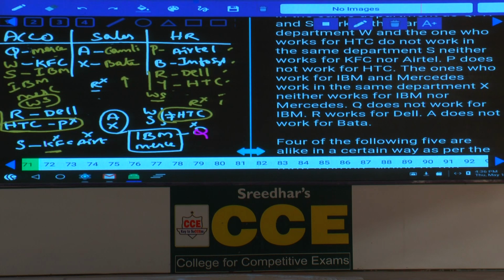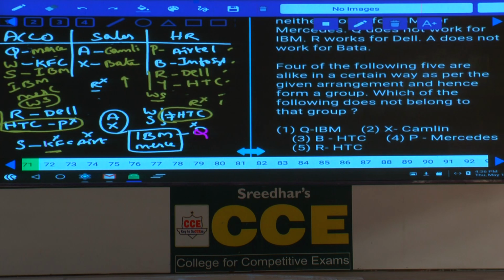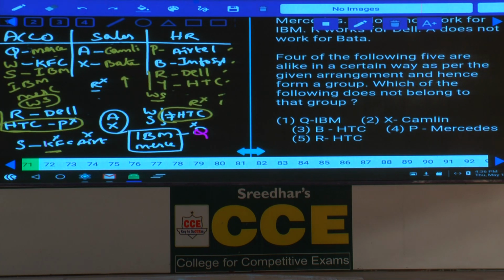Clear now? This is how these 9 persons are working in 3 different companies, and at least 2 persons from each of these. Then question number 71. Now in this 71, 4 out of the following is nothing but an odd man out. Q and IBM are working in the same department. X and Camlin working in the same department. And B and HDC working in the same. And P and Mercedes, these 2 persons are not working in the same department.